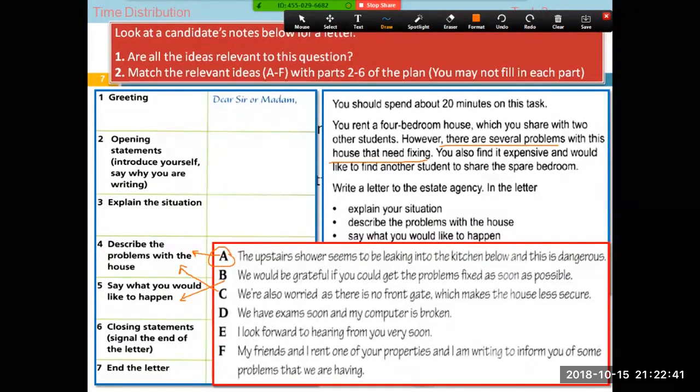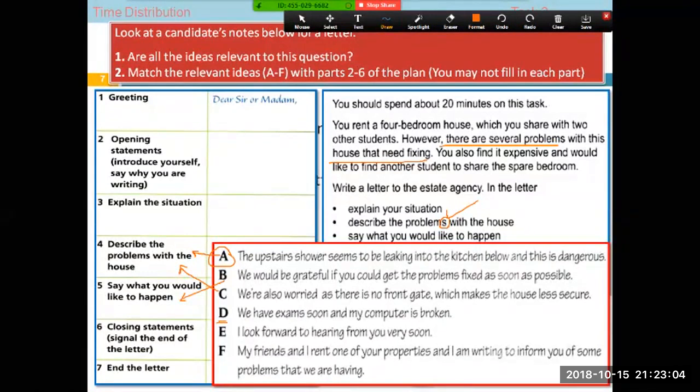Sorry, let me explain one more point. They have specifically mentioned to describe the problems. Be aware of this S here. That means you should include at least two problems. You just can't write one problem, okay? Now, please move forward.